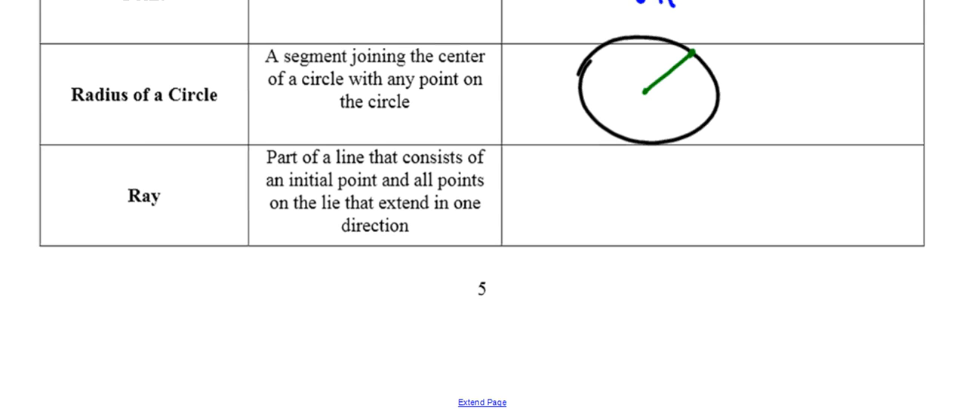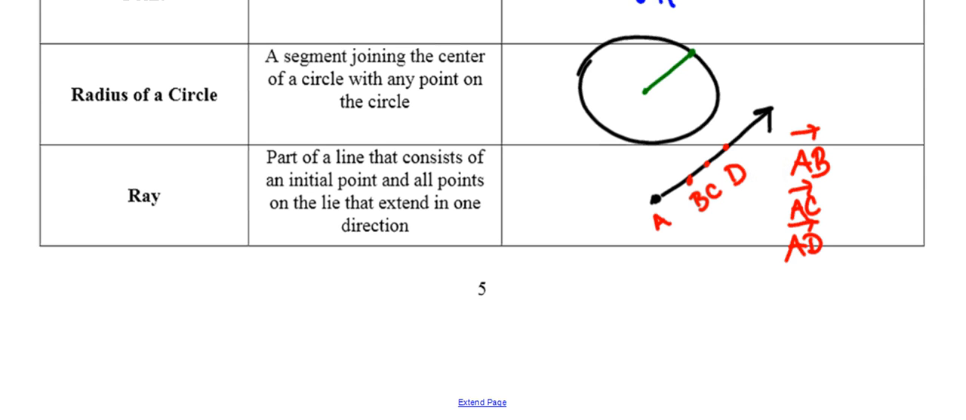A ray is going to be any part of a line that consists of an initial point. So there's my initial point, and all points on that line extending in one direction. Names for a ray we need to talk about. If this is the end point at point A, and points B, C, and D are all on that ray, we have a lot of different ways we can name that ray. We can call it ray AB, ray AC, ray AD. But the important thing to remember is that if point A is the initial point, then point A is always named first.